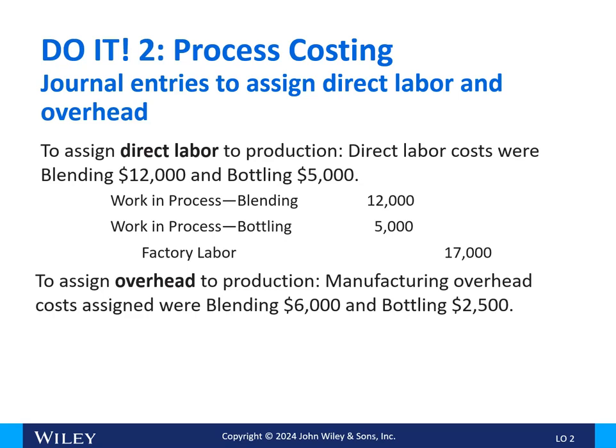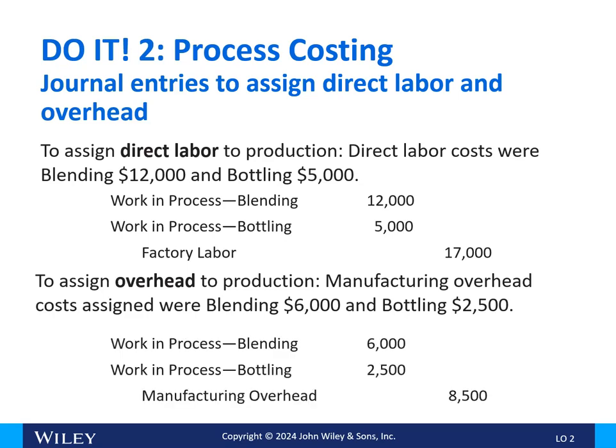Finally, to assign overhead to production, manufacturing overhead costs assigned were blending 6,000, bottling 2,500. Again, debit the two work in process accounts for those amounts, and then credit the manufacturing overhead 8,500.